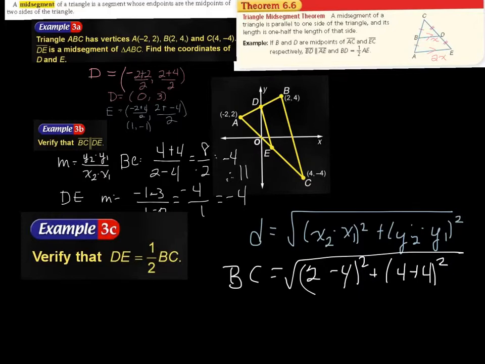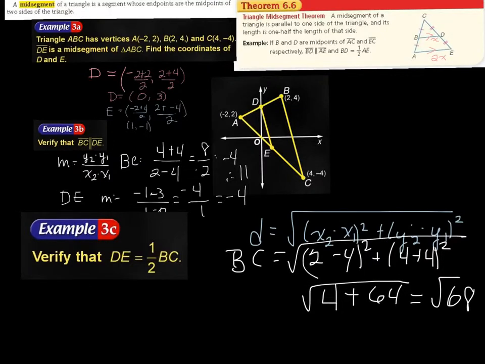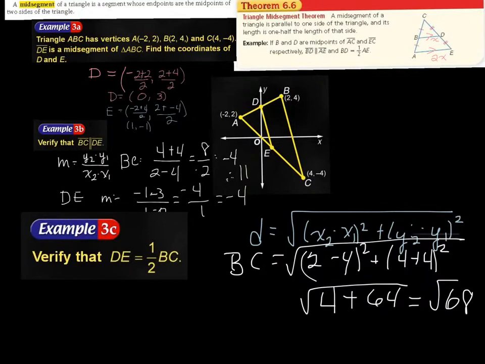2 minus 4 is negative 2, squared is 4. And 4 plus 4 is 8, squared is 64. So when we take the square root of that, we get the square root of 68, which simplifies to, move it up so I have room, 2 square root of 17. If you remember that, 68 could be rewritten as square root of 4 times square root of 17, or if you used a calculator, that'll just do it for us.